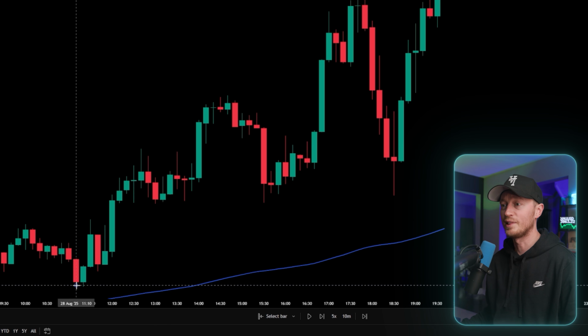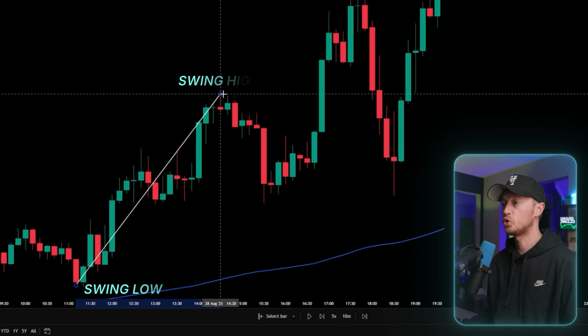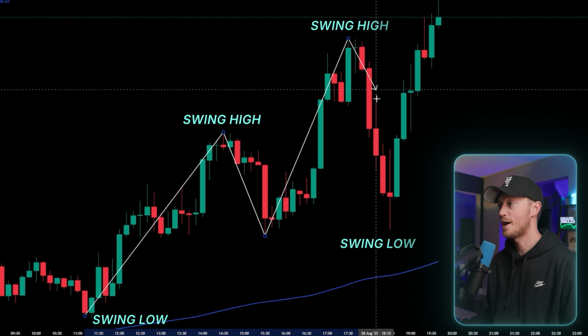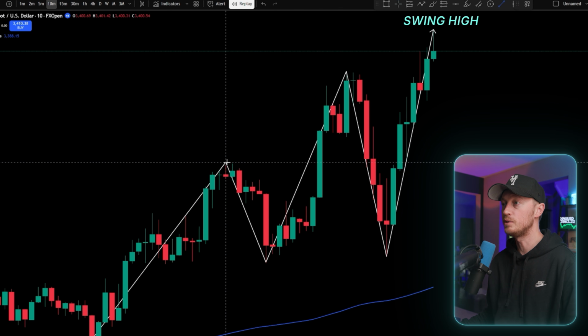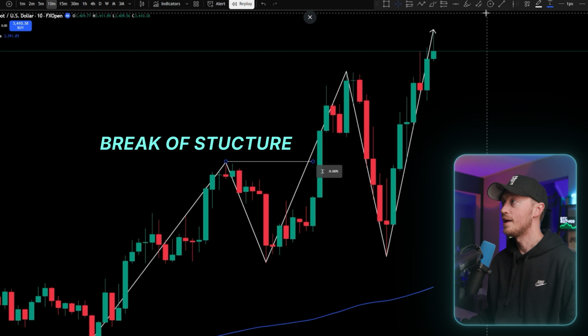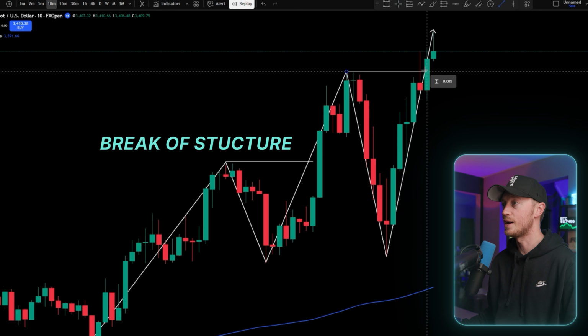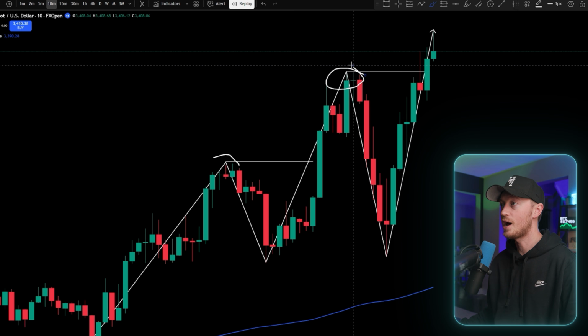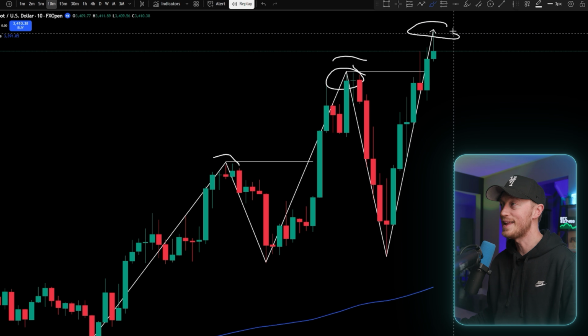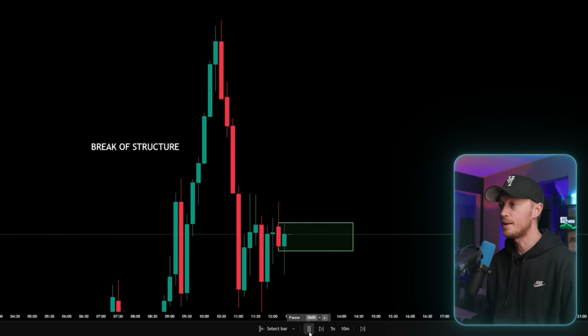And lastly, 6, break of structure. So let's just return to the last chart. Look, swing low, swing high, swing low, swing high, swing low, swing high. And what do we want to see? We want to see break of structure every single time. That just means this high is being taken out by the next high, which is being taken out by the next high.